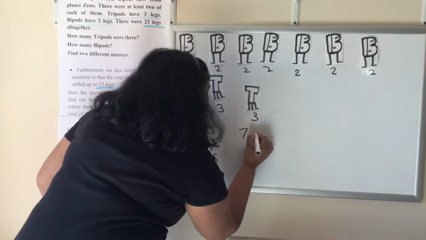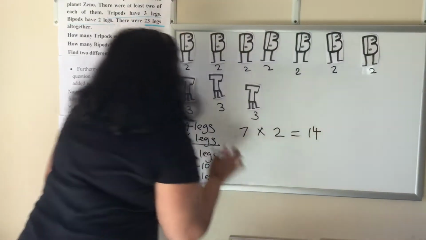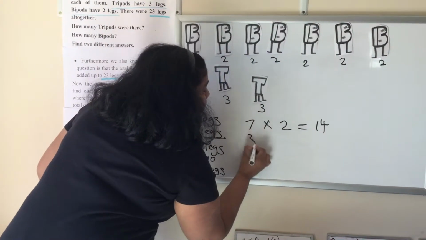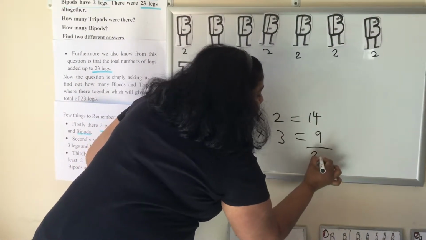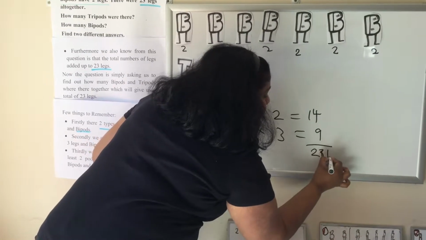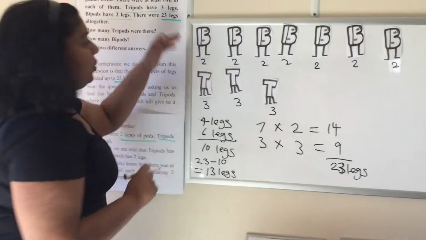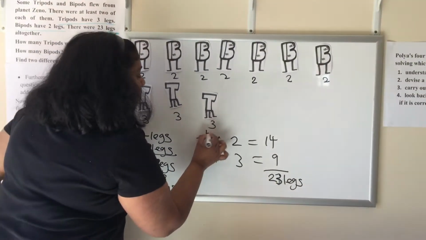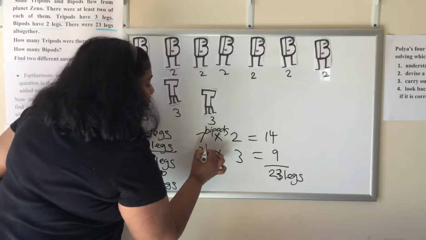So 7 bipods will have 2 legs each, which gives us a total of 14 legs, and 3 tripods, which have 3 legs each. So 3 times 3 equals 9. So we have a total of 23 legs. So this is right. So we have our first solution we worked out. We need to have 7 bipods and we need 3 tripods.